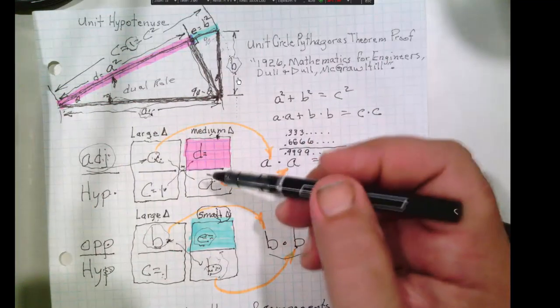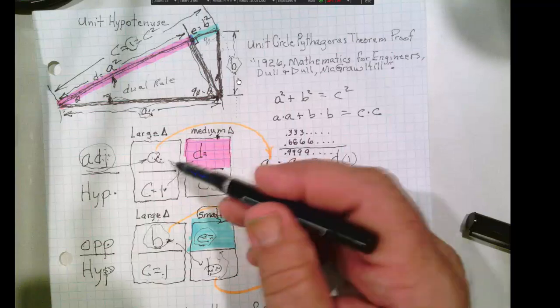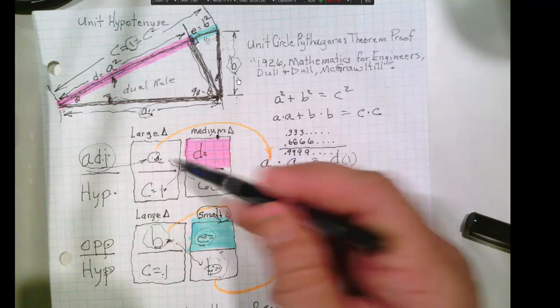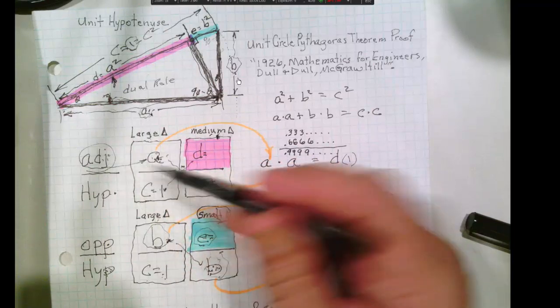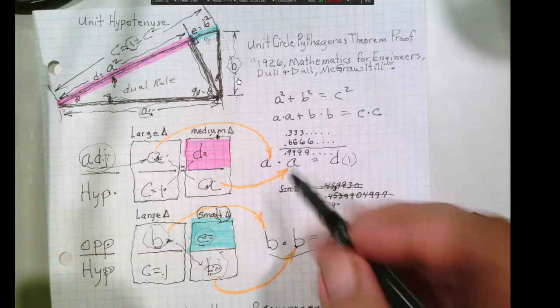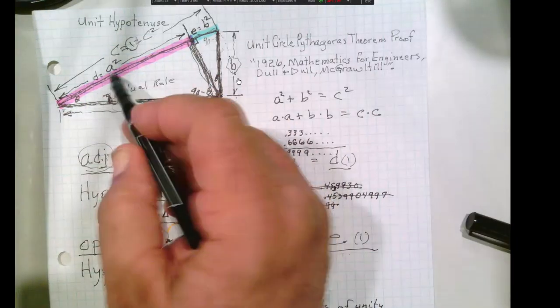Here's D over A. So here again, we see that A is playing 2 roles. This is the same line segment here. A is the same line segment, but here it's playing the role of an adjacent side, and here it's playing the role of the hypotenuse. So that's the reason why we get a second power term equal to D, and that's the reason why that's there.